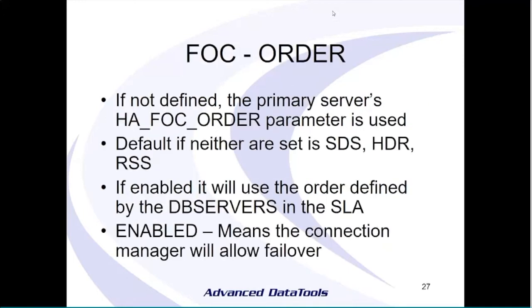The first function or argument for that is order. So this is you basically superseding the HAFOC order from your ONCONFIG. Same parameters. Basically, it's which servers do we fail over to? What is the priority level between SDS, HDR, and RSS? If it's enabled, it'll use the order defined. If disabled, it'll use the HAFOC order.